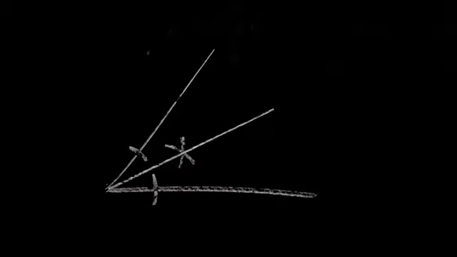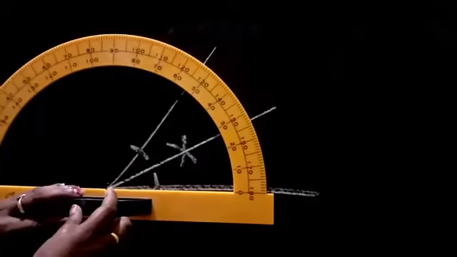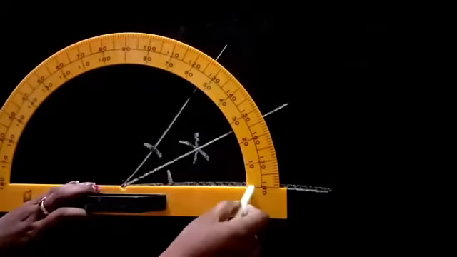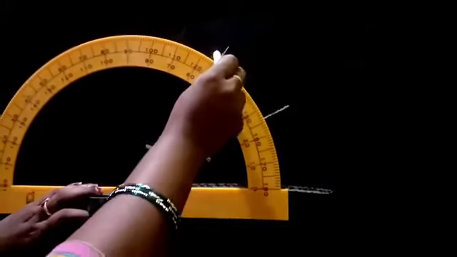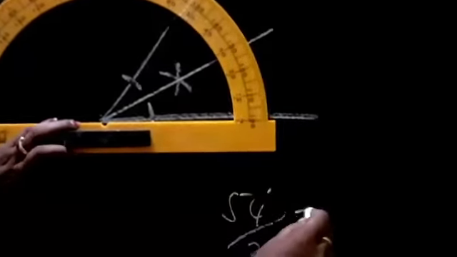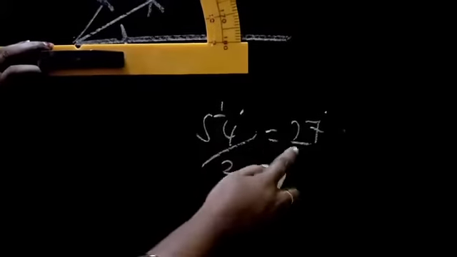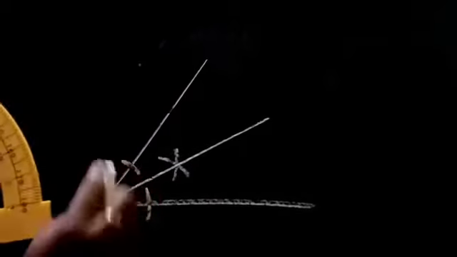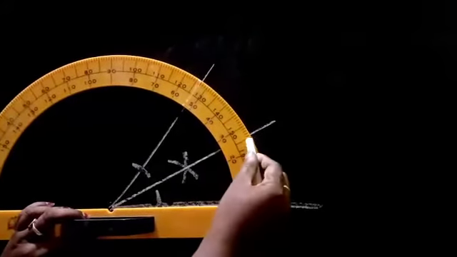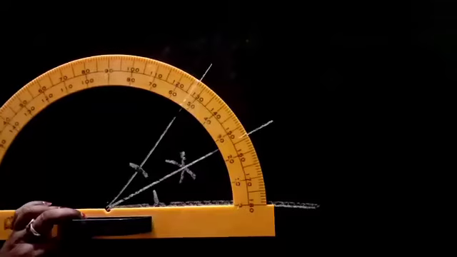So how much is the angle? How will we measure the angle? Take the protractor. This is 0. From here we have to measure this, and I am getting 54. What is the half? 2 2s are 4, remaining 1, 7 2s are 14. So 27 should be this angle and this angle. We'll measure again. This is 25, 26, 27, it is coming in the middle. So it is correct bisecting.